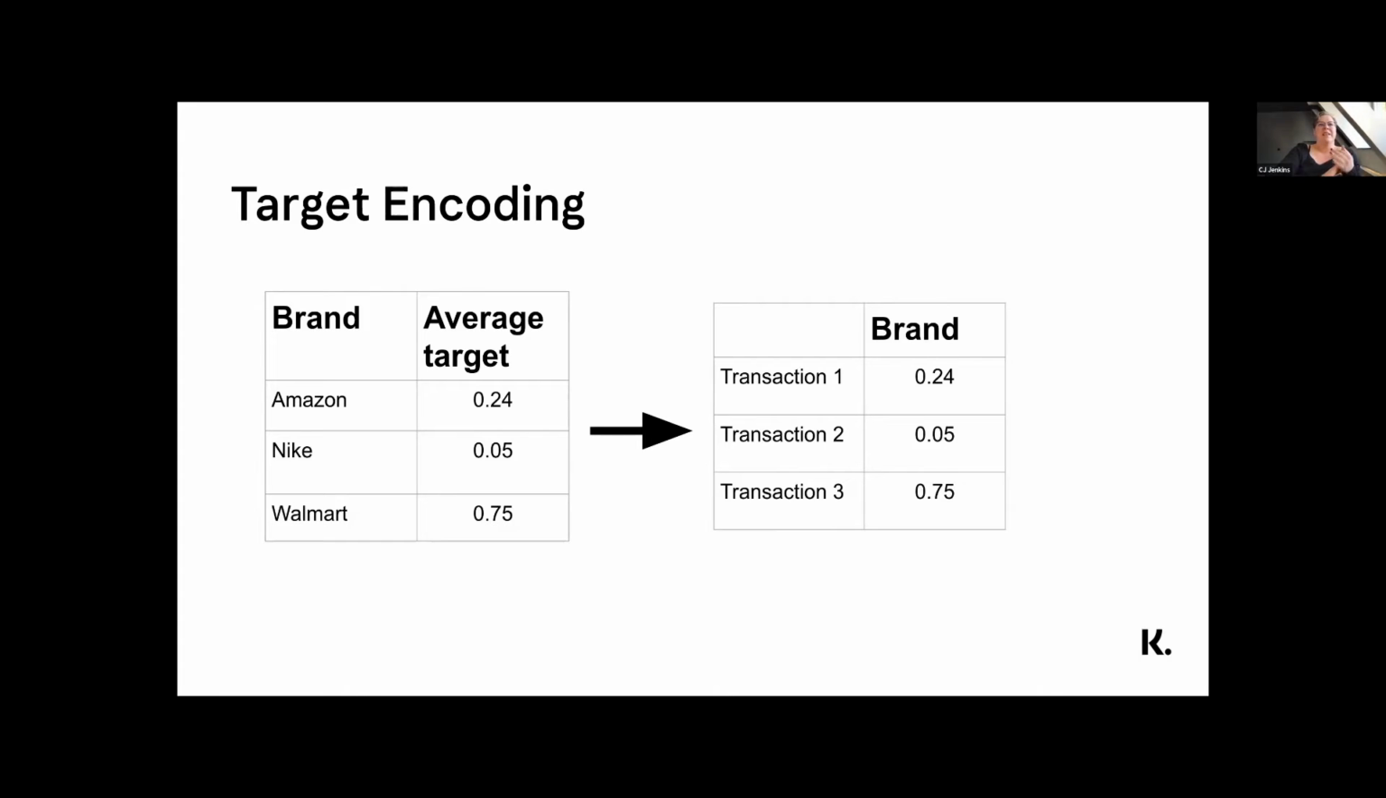What it does is, for each of the brands you can see on the left, you take their average target. Here it's paid us back or didn't pay us back. Again, this is entirely made up data. And then we use that average to map that onto each of the individual transactions.